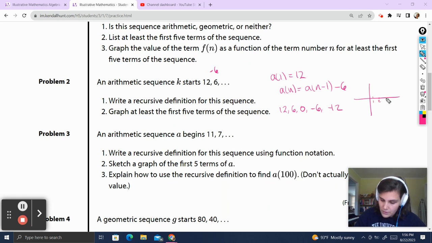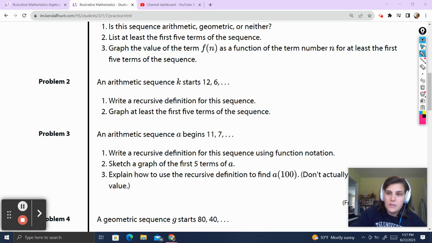So I have 1, 2, 3, 4, 5. Those represent my terms that I'm using. And I'm going to do negative 5, negative 10, positive 5, positive 10. So my first term is 12. My next term is 6. My third term is 0. Then I go down to negative 6 and negative 12. And again, because this is an arithmetic sequence, our dots line up very well. Let's go on to the next question.